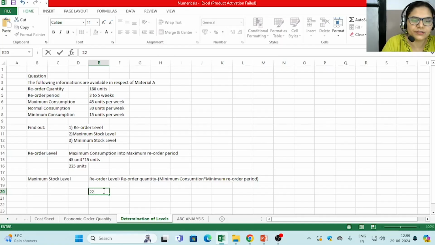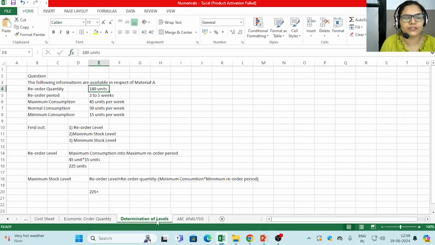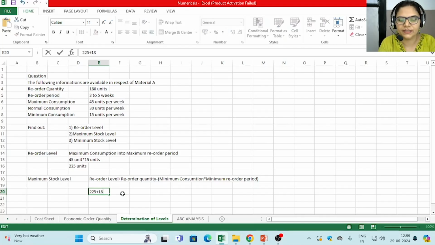Reorder level is 225, as we can see from the question. Plus reorder quantity is given in the question. It is 180 units. Then minus minimum consumption, which is given in the question, 15 units per week.